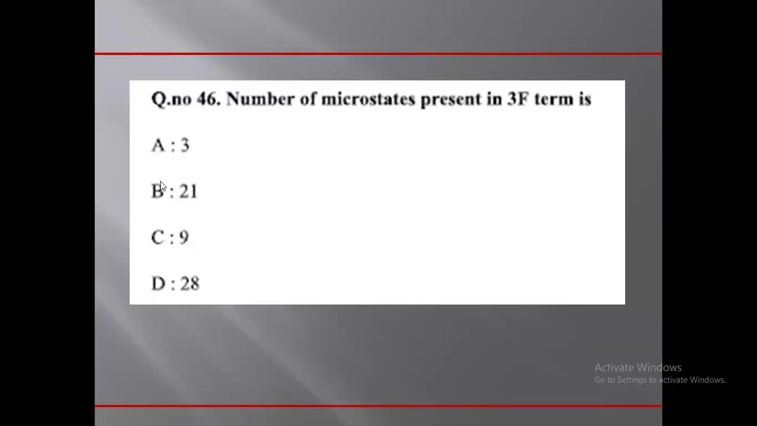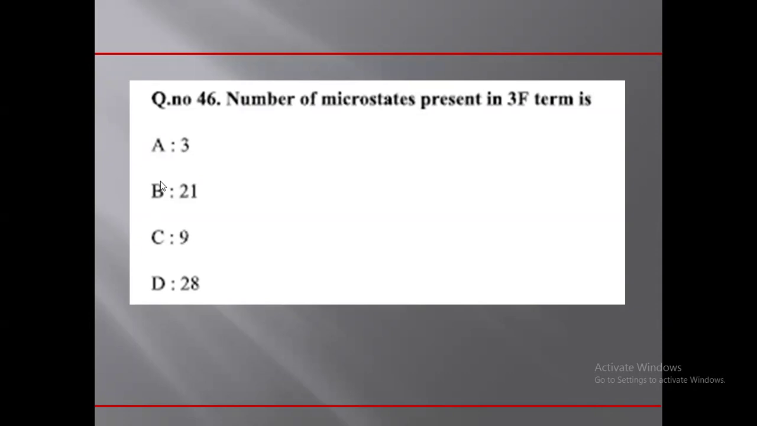Here again, question number 46. The number of microstates present in a 3F term is: option A is 3, B is 21, C is 19, D is 28. So option B, 21, is the correct one. Here you have to calculate the microstates. We have the formula for the calculation of microstates.